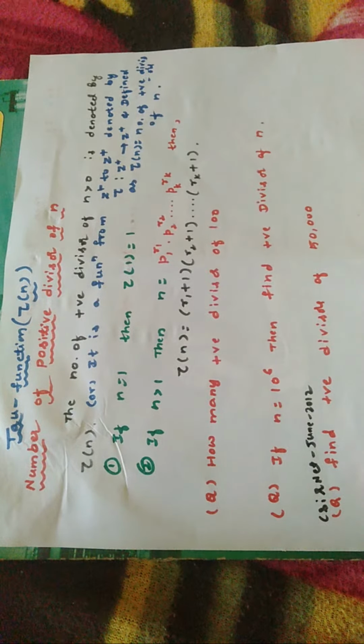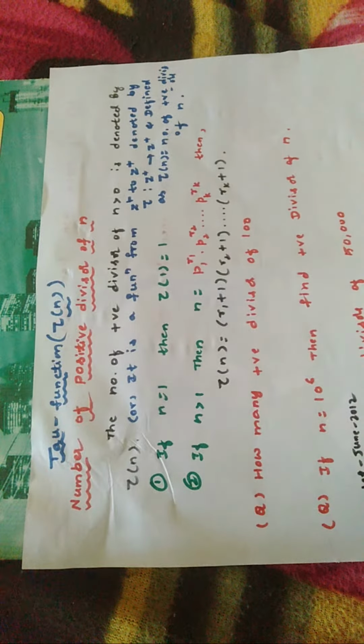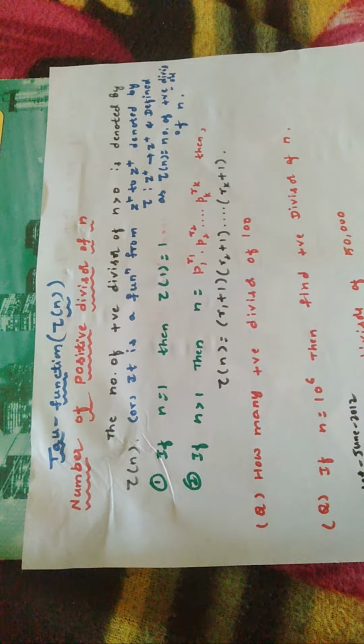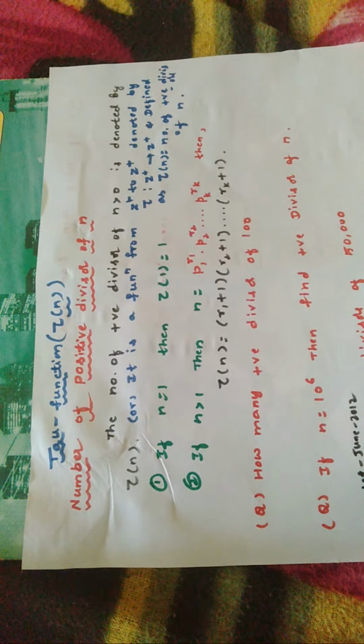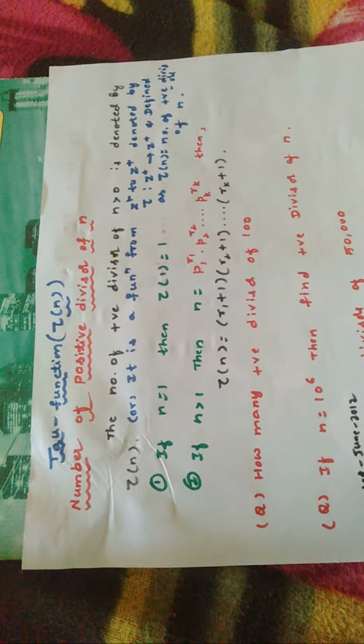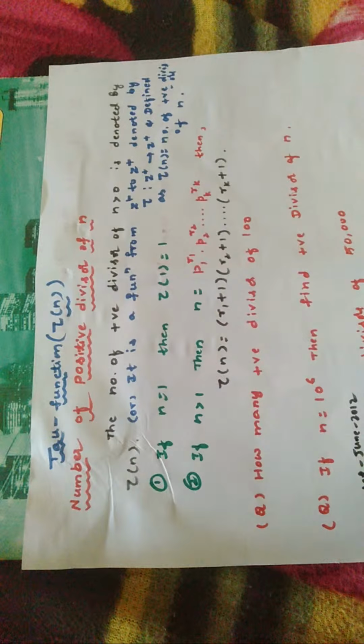In this video I'm discussing an important concept, that is the tau function and sigma function. This is a very important concept in group theory. The tau function and sigma function have a lot of applications in group theory. The tau function is usually used to find the number of subgroups. Like this, in many cases we use the tau function and sigma function.